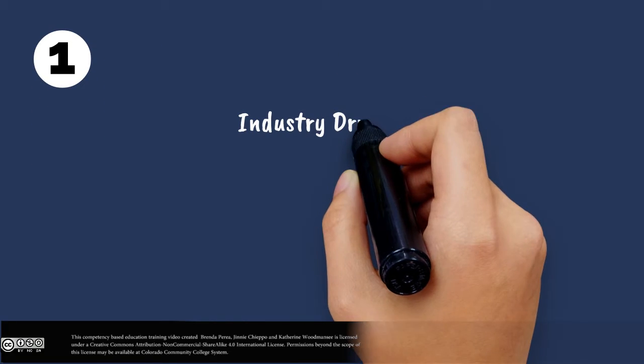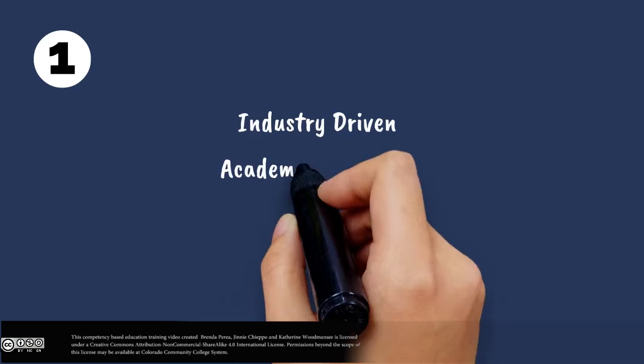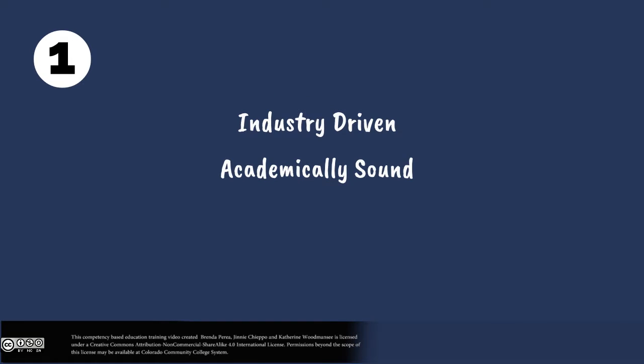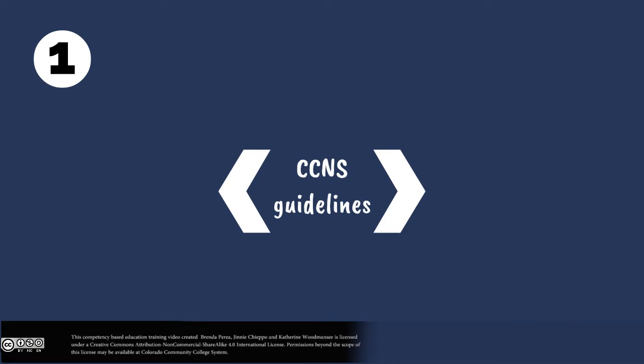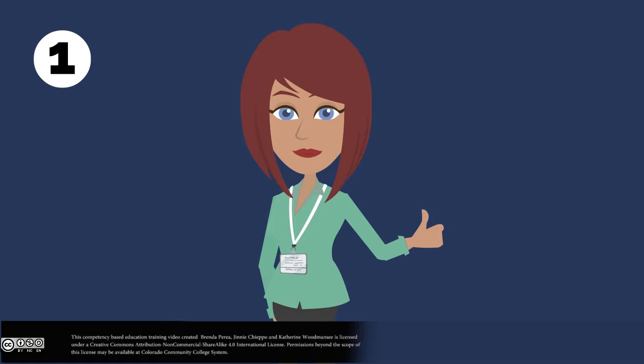A robust and valid competency or course learning outcome is industry-driven and academically sound. It fits within the CCNS guidelines, but once mastered by a student, an employer will be able to recognize that skill as useful in the workplace.